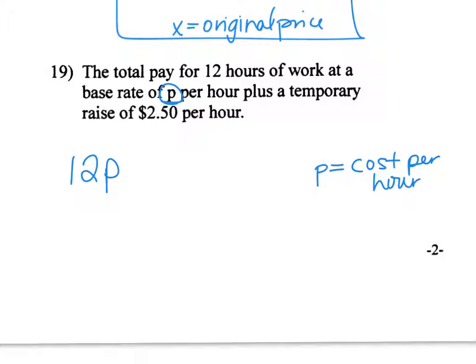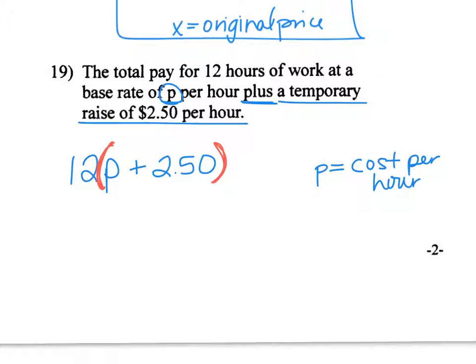But then it says you're going to do a base rate of $12 per hour plus a temporary raise of $2.50 per hour. Well, if I just write plus $2.50, that means they're just going to give you an extra $2.50. But you want $2.50 for every hour. So we need to go back and put some parentheses in. And that's going to indicate that it's 12 hours and you're getting paid. All of this is what you're getting paid, and that's your base pay with an additional $2.50 for each hour. All right, so there's our expression and our variable.